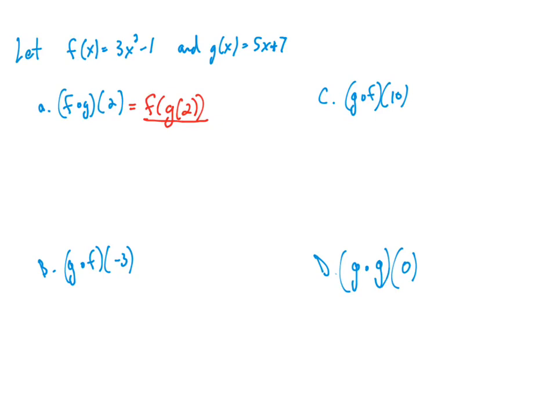So g of 2, we're going to plug in 2 into the g function. So g of 2 is equal to 5 times 2 plus 7. 5 times 2 is 10 plus 7 is 17. So now we're going to do f of 17. So we take the output of the first one and use it as the input for the second function.